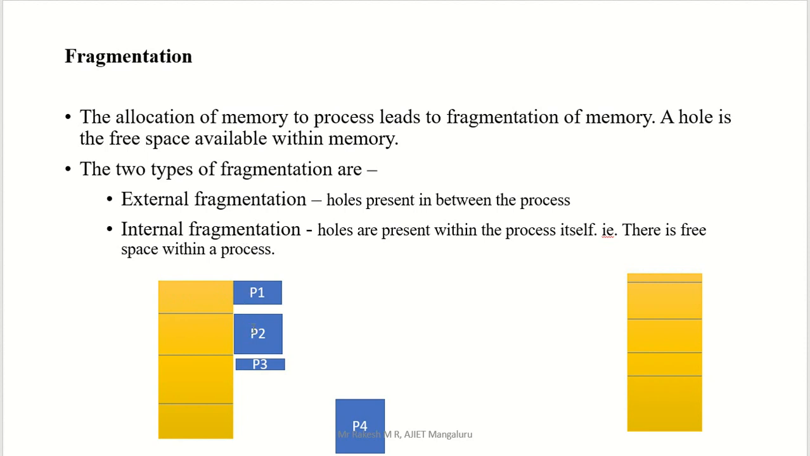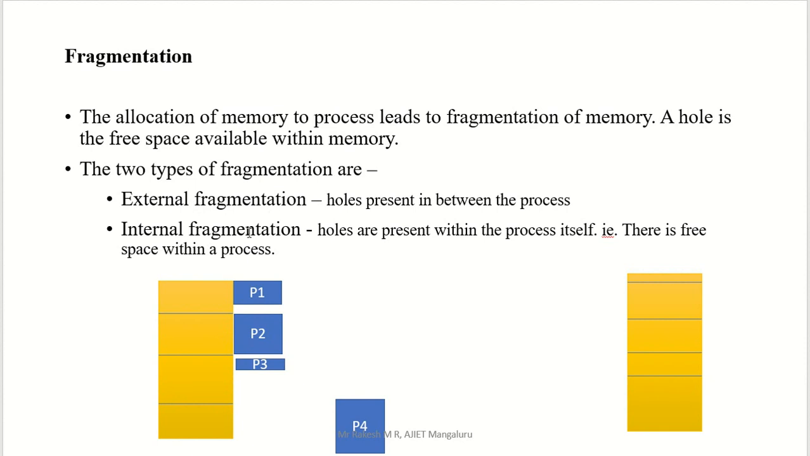Then what do you mean by external fragmentation? Say I am going to load P1 inside this block, then P2 here, and there is no wasted space in P2, fine. Then I load P3 here. What is the wastage in this space and what is the wastage here, that is called external. External means holes present in between the processes. There is a blank space, right?